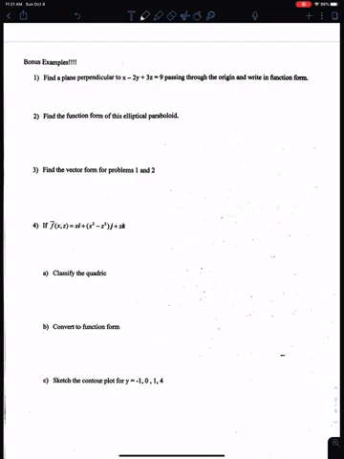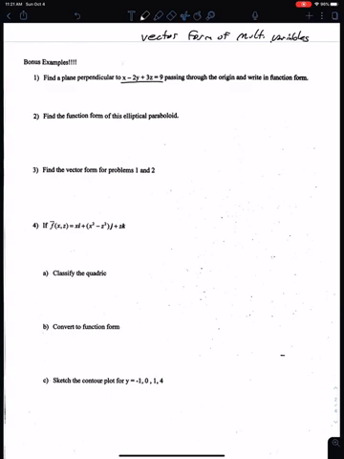Okay, let's continue on how to write the equation, the vector form of multiple variables. And the first one, we're given this plane x negative 2y plus 3z equals 9. And we want to write the equation of a plane perpendicular to this.